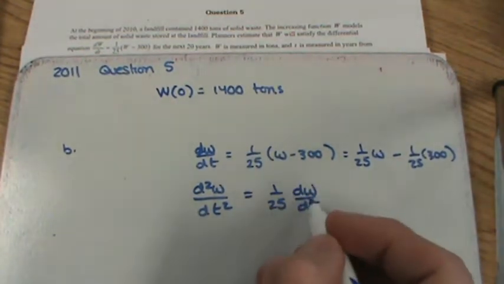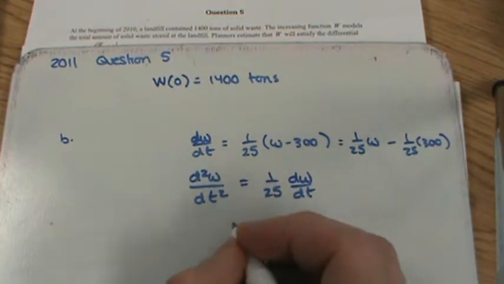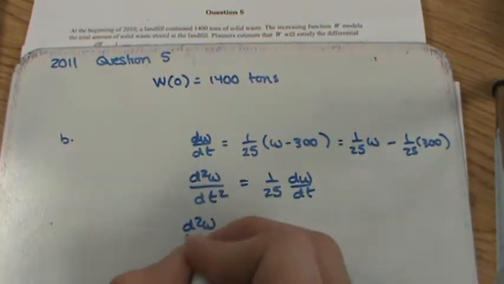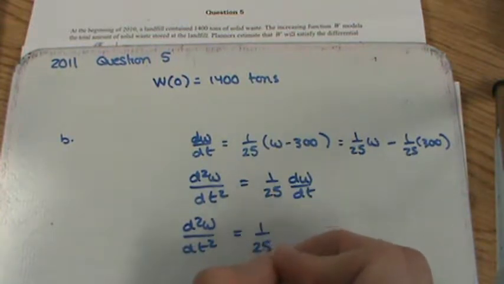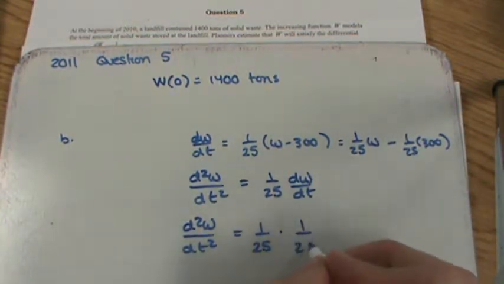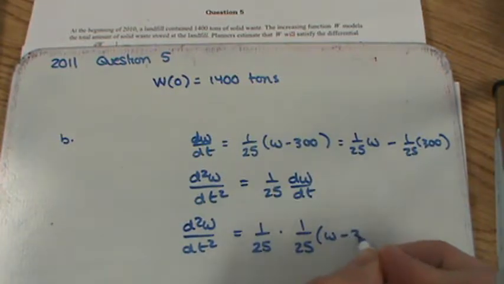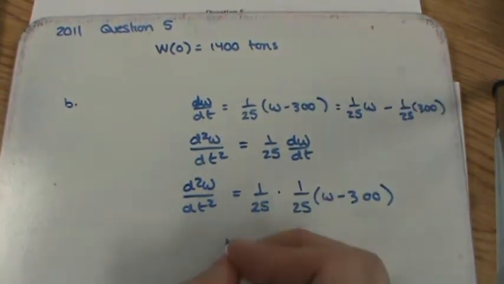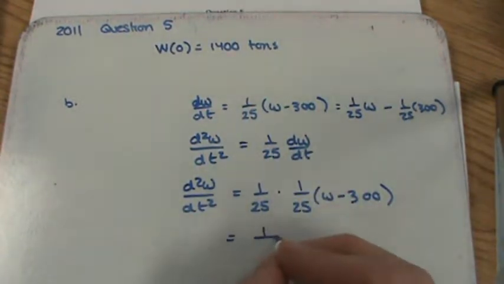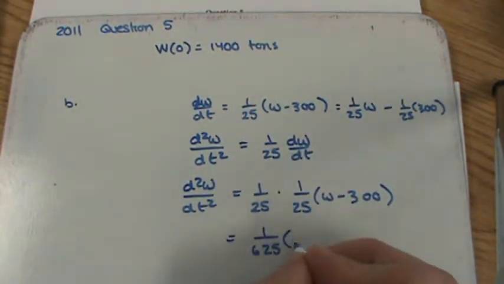All right, so now we know what dW over dt is. So dW over dt was what they gave us first in the beginning. So this is 1 over 25 times (1/25 W minus 300). And that's our second derivative. And again, if you want to simplify, you can make that 1 over 625 times (W minus 300).